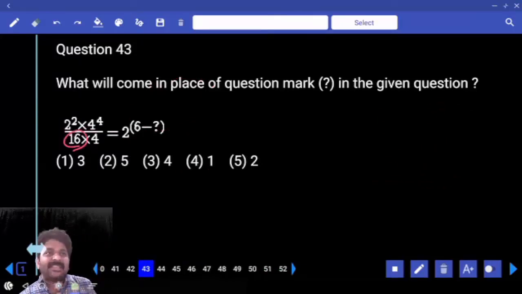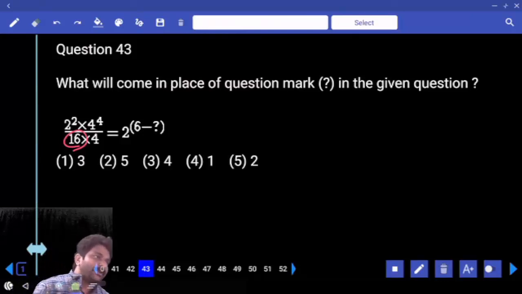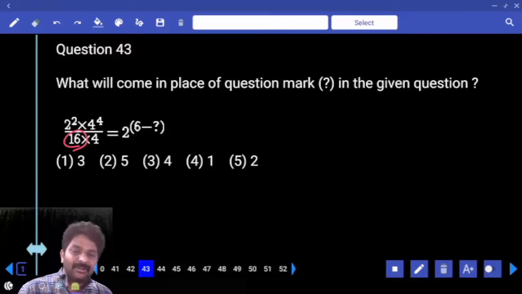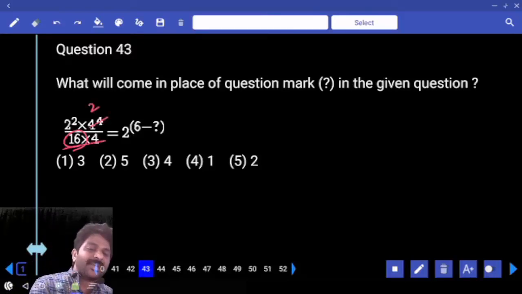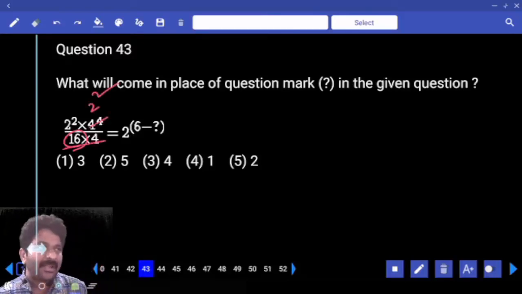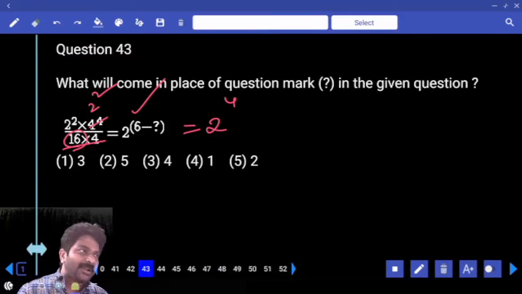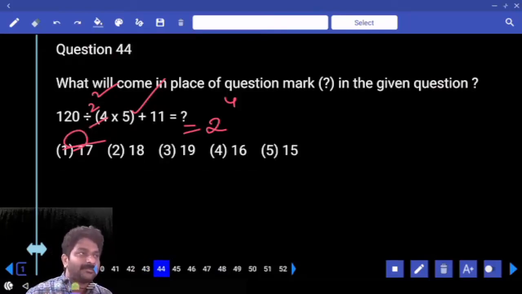Denominator 16, can we write it as 4 square? Into 4 is already there, that is 4 cube only. 4 power 4 by 4 cube, that is 4. Can we write 4 as 2 square? Already 2 square into 2 square, that is 2 power. From exponent 6, how much should be subtracted to get 4? 2 must be subtracted. Option 5. Clear?